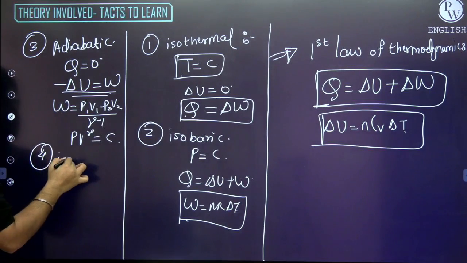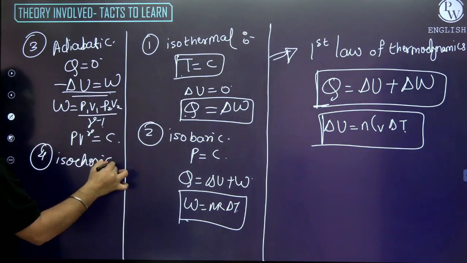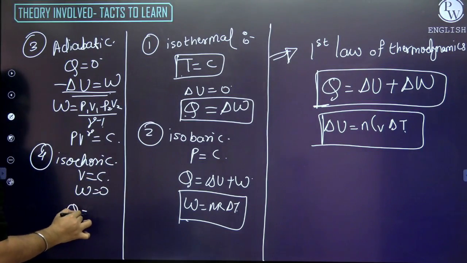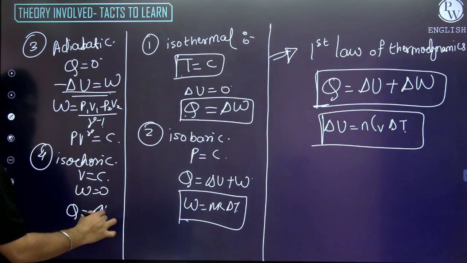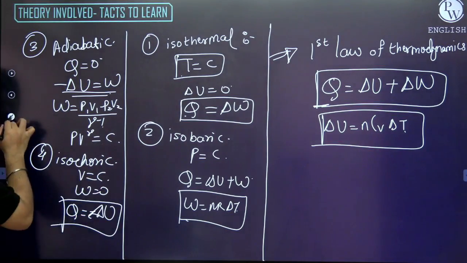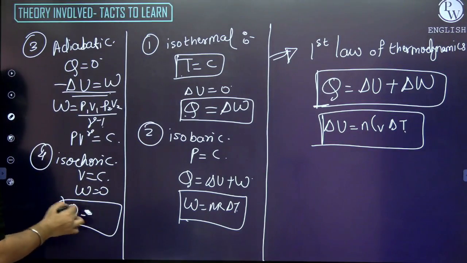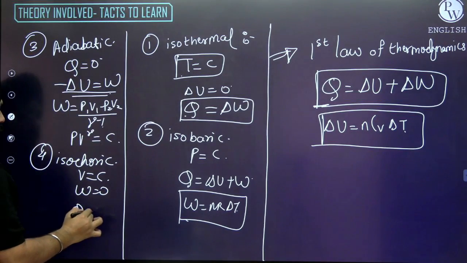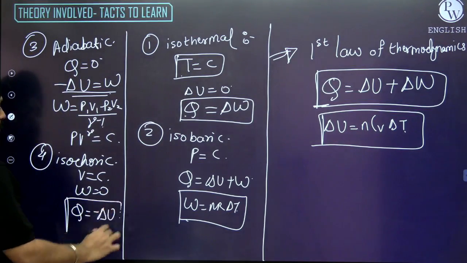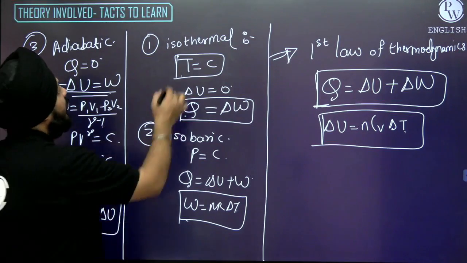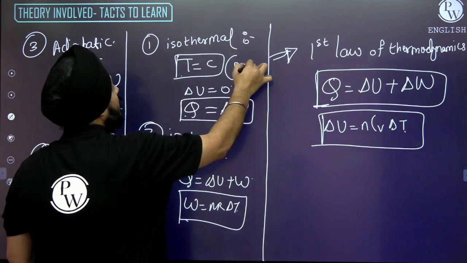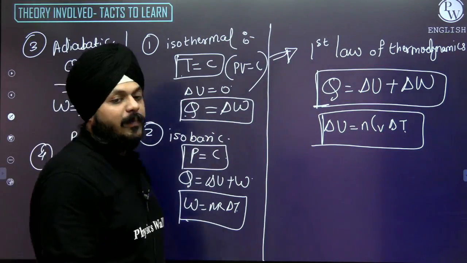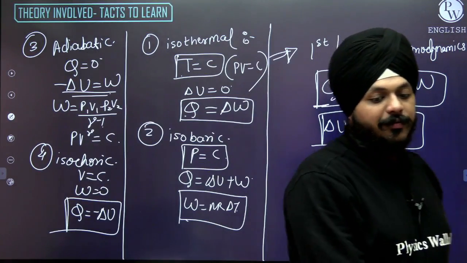For isochoric process, volume is kept constant, work done is 0. Whatever amount of the Q is there, that will be equivalent to delta U. Okay, here PV is equal to constant. So this is all of the stuff we got.